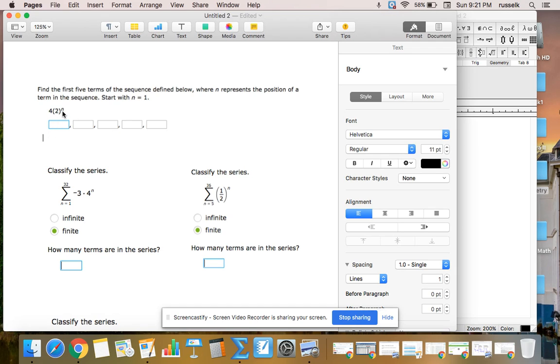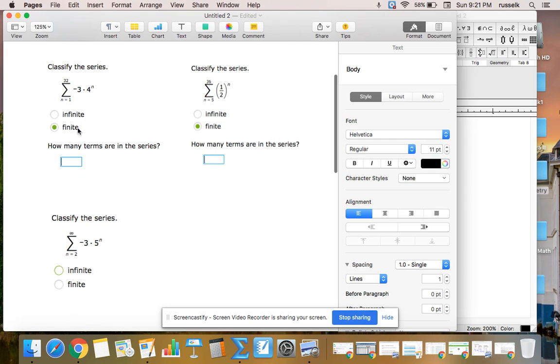So when I plug in 1, just be careful, follow the order of operations. 2 to the first power gives me 2 times 4, which is 8. When I plug in 2, I square the 2 and get 4 times 4, which is 16. Plug in 3, 2 to the third power is 8 times 4 is 32. Plug in 4, I get 64, and 128 when I plug in 5.